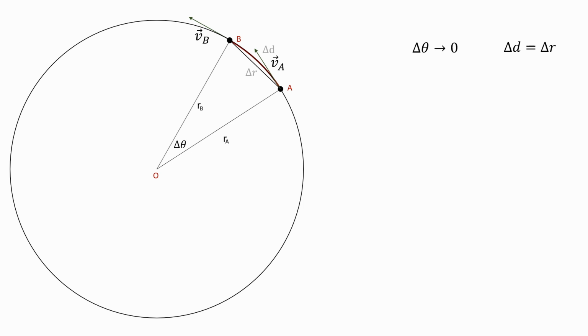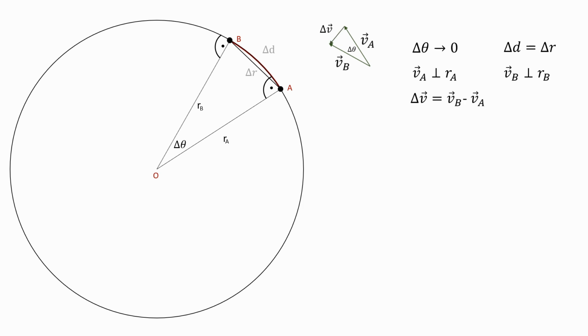Recognizing that a tangent with a radius forms a 90-degree angle, velocity VA forms a 90-degree angle with radius RA, and velocity VB forms a 90-degree angle with radius RB. Consequently, following the rule of equal angles with perpendicular arms, velocities VA and VB also form an angle delta theta. The third side of this triangle, delta V, is the difference between vectors VB and VA.